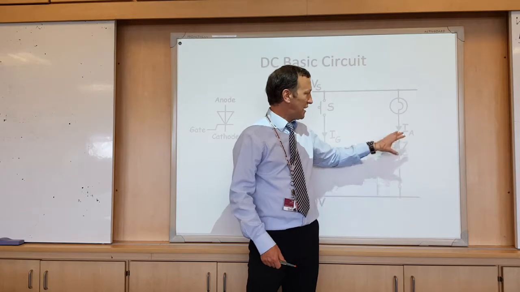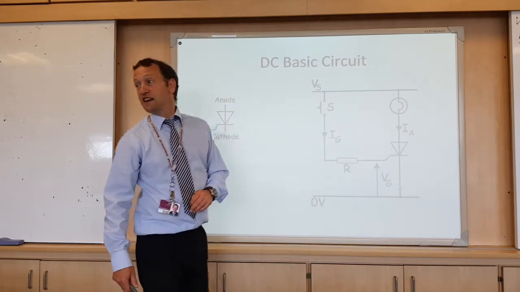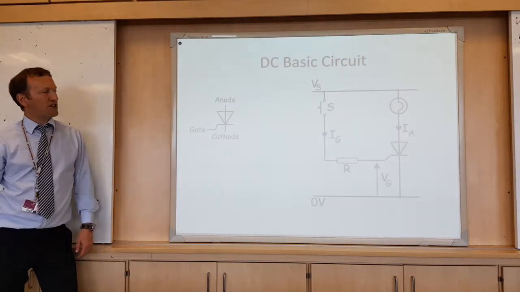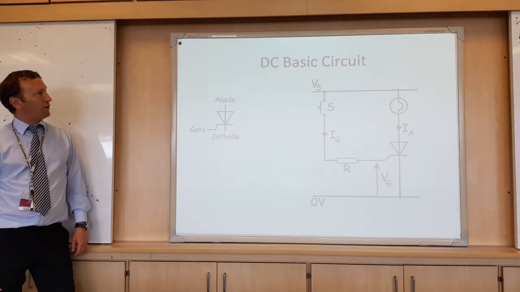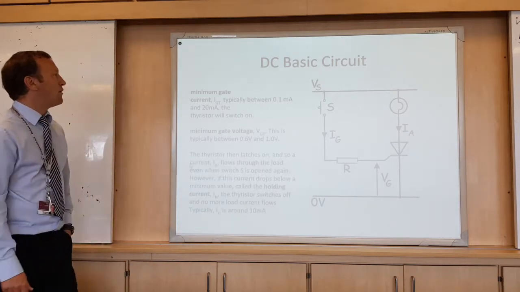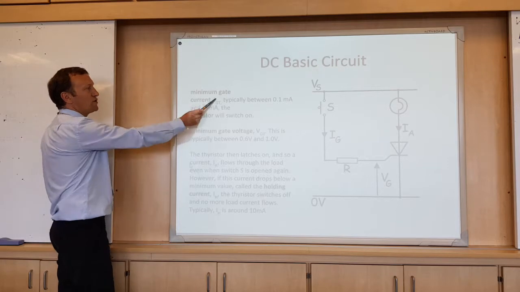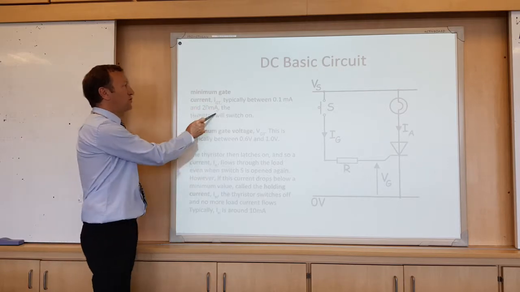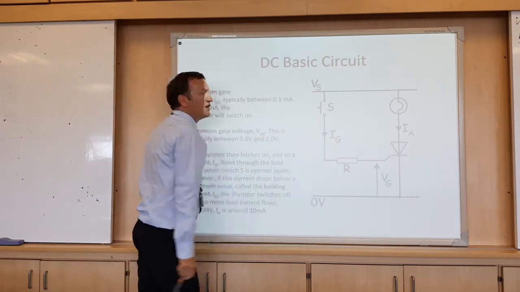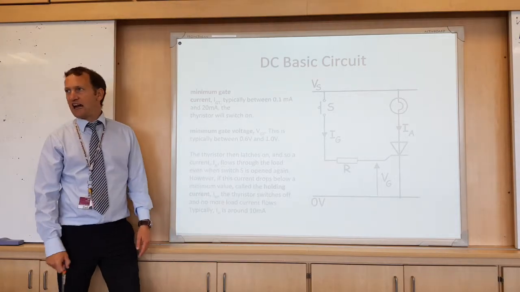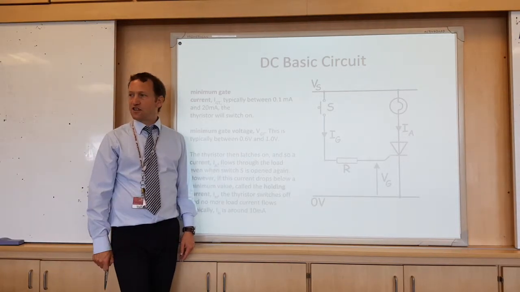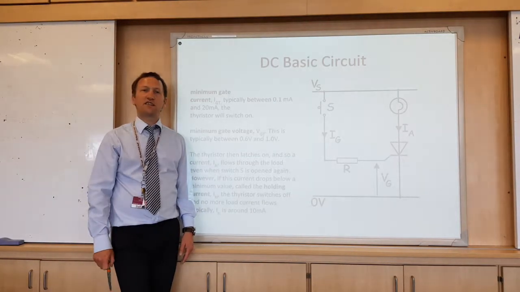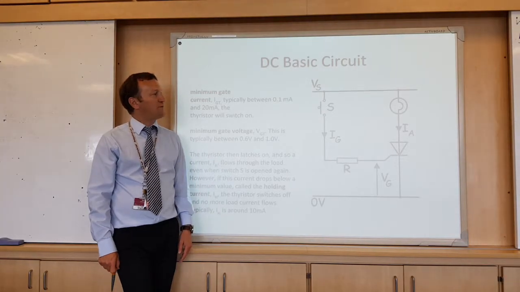So either switch off the power completely or reverse it. So not a lot of use on its own because you can switch it on but you can't switch it off. We need something called the minimum gate current, IGT, very small current required to switch it on. So they're particularly useful for switching high power devices using normal everyday switches, make it much safer.